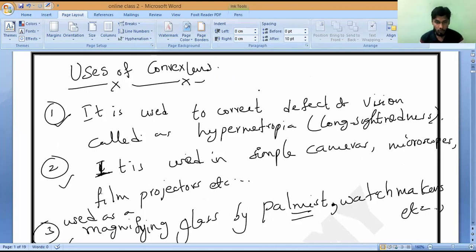If you want, you can split the second point into 2 points. It is used in simple cameras, 1 point, and also it is used in microscopes, film projectors. Like that, you can write 1 more point. So that is all the 3 or 4 points regarding uses of convex lenses. Understand? Even telescopes we can use. Microscopes and telescopes. So this is all about the uses of convex lenses.